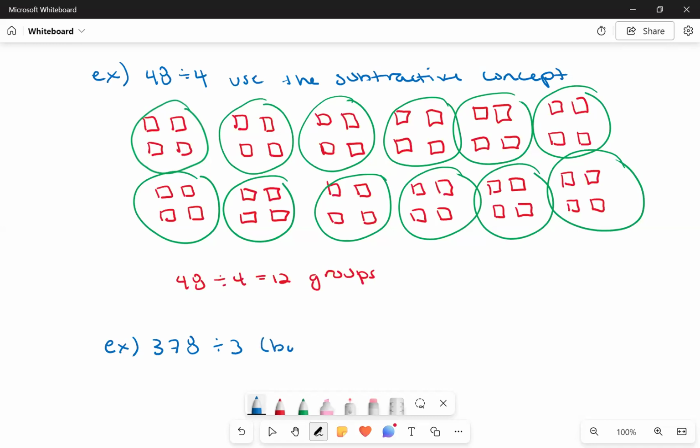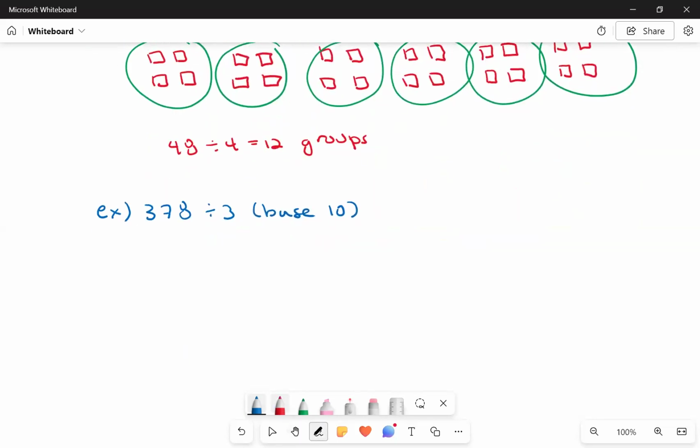I'm going to go ahead and continue though. So I'm thinking base 10 again. I'm going to start by taking 378 and I'm going to draw it in base 10. And since I have 300, I'm going to draw 3 hundreds boxes.